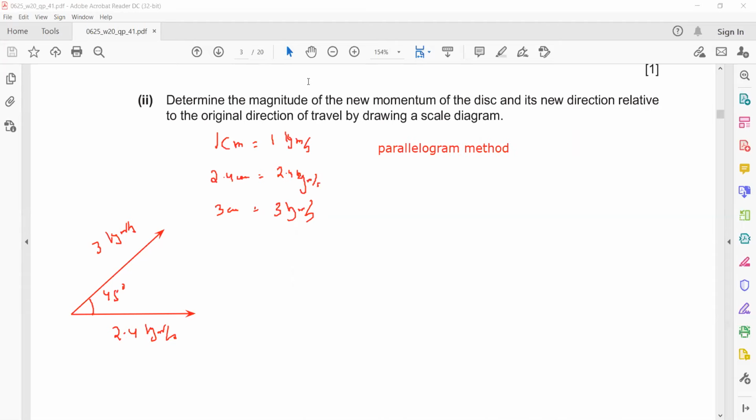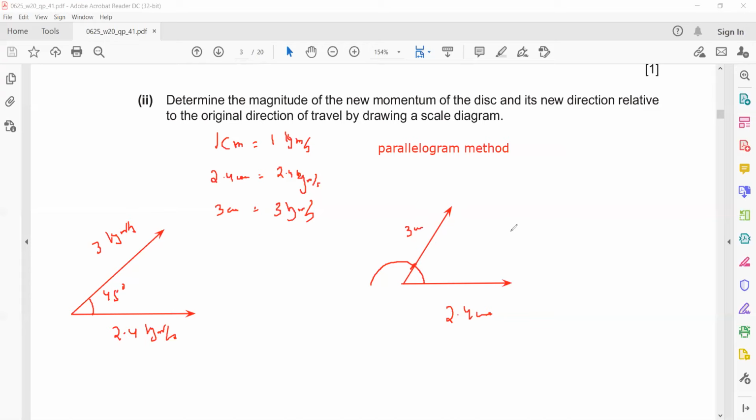So if I use the parallelogram method, first, 2.4 is there, so we draw a line of 2.4 centimeter, because 2.4 kilogram meter per second is 2.4 centimeter. Then you place a protractor and mark 45 degrees and draw the second vector, which is 3 kilogram meter per second or 3 centimeter. Using a ruler, you measure 3 centimeter and draw a line of length 3 centimeter.